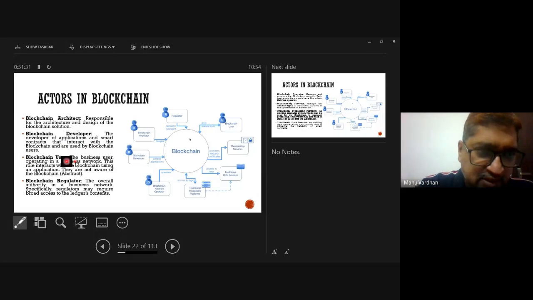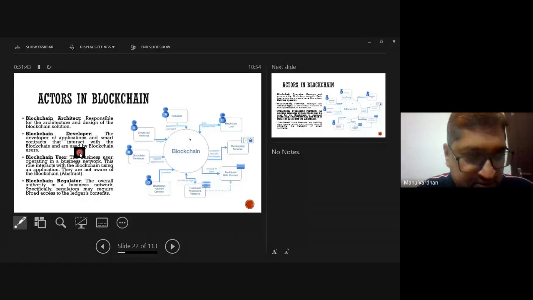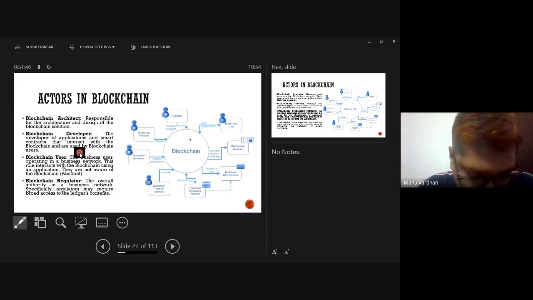Blockchain developers are responsible for developing the application and smart contracts that interact with the blockchain and are used by the blockchain user. To interact with the blockchain, we need an interface. Without an interface, we can't interact. Even if you want to perform a transaction using a bank, a web interface or an Android based application is provided to you, and using that interface you can perform the transaction.